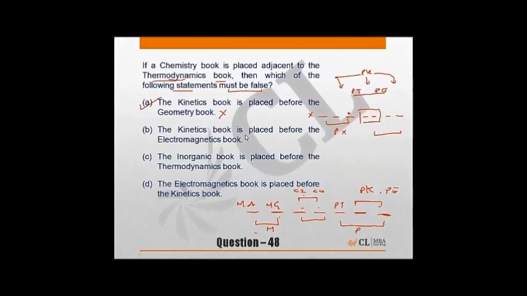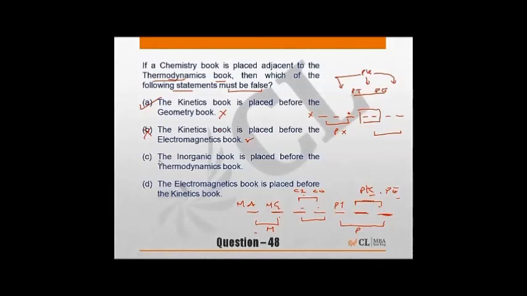The kinetics book is placed before the electromagnetics book. The kinetics book could be, because these two positions are interchangeable for these two. So in one case it is possible, in one case it is not. So it cannot be said that this must be false. This can be true, so this cannot be the answer. This is correct in a particular case.